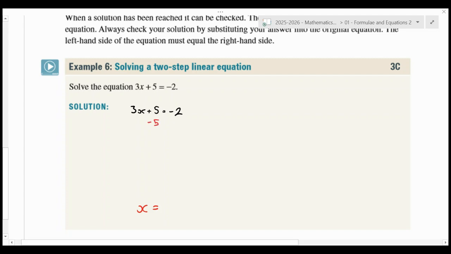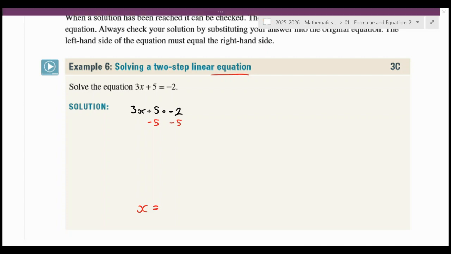Now, because we're mathematicians, we are fair, we are equitable, and we like things to be balanced. So if I do it to one side, I have to do it to the other side. This is why they're called equations, because they are equal. That's why there's an equal sign in there. It's not an expression anymore. It's actually an equation. So we subtract 5 from both sides.